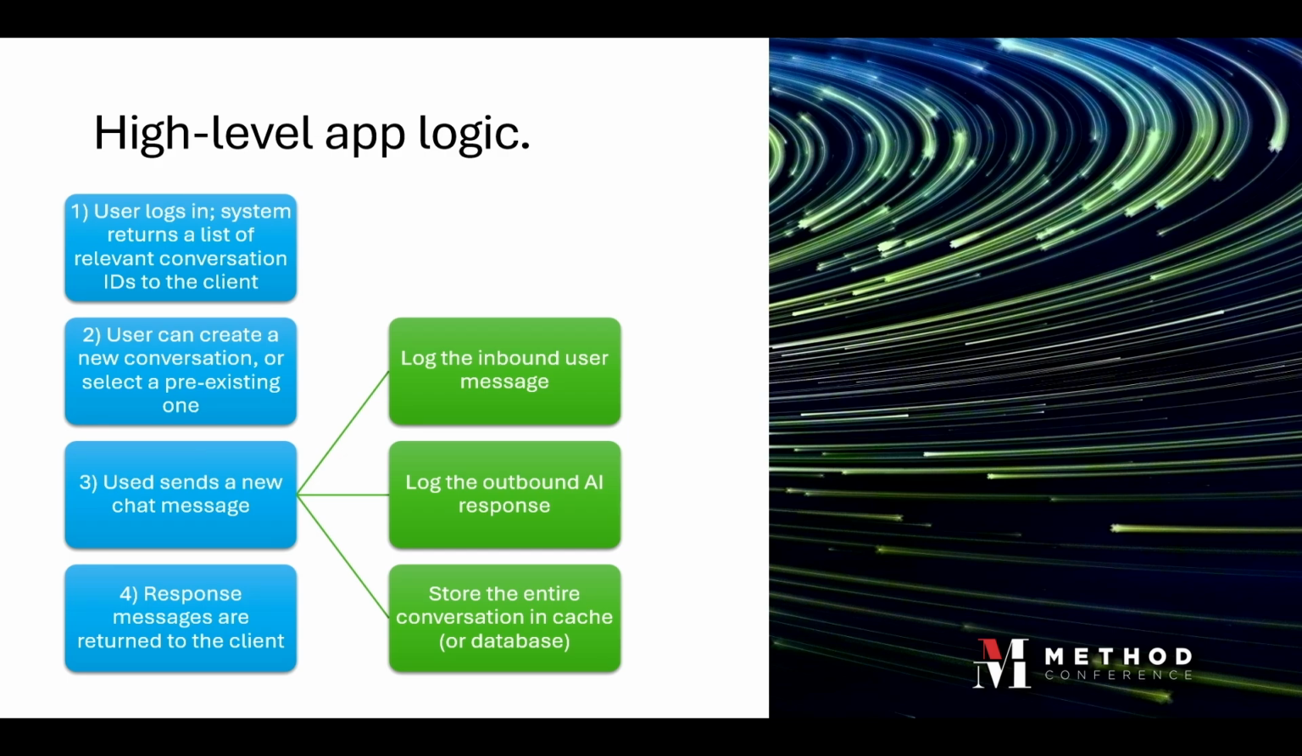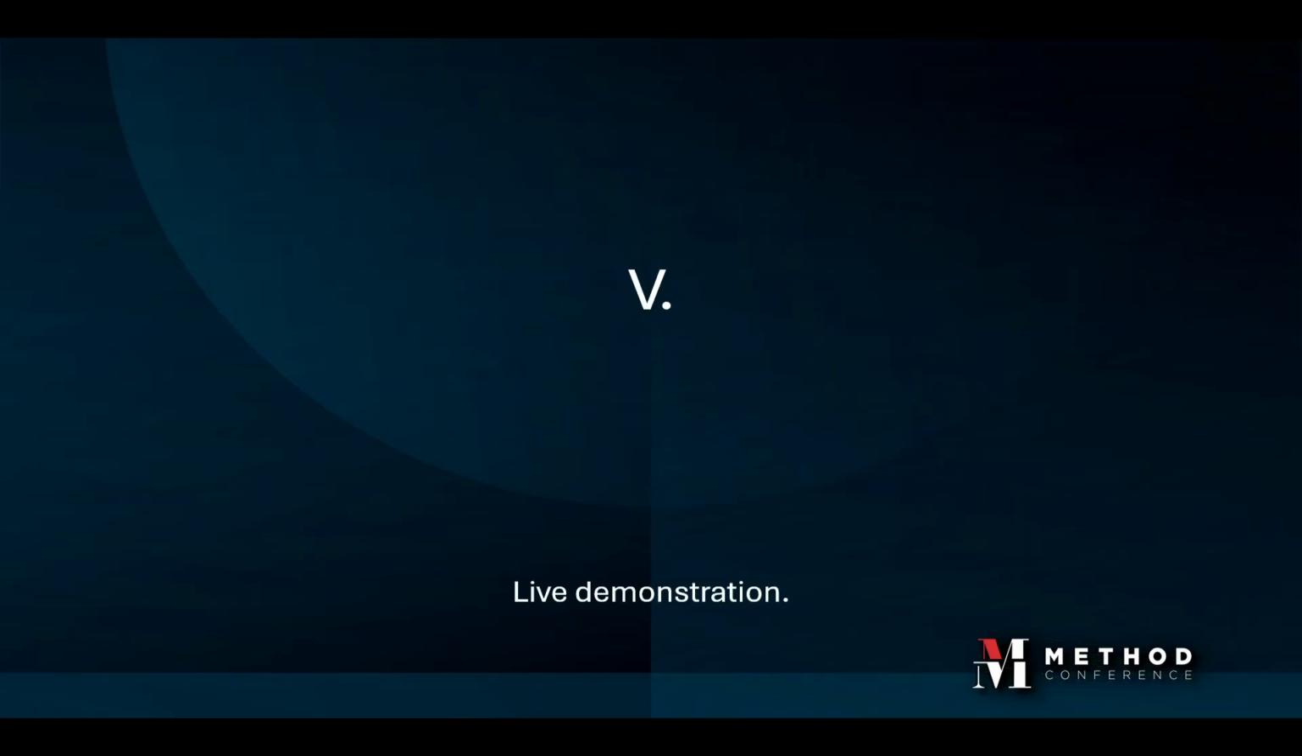The user logs in, and we return a list of conversation IDs. This is more about the chatbot. The user can create a new conversation, or they can select one that exists. You just log, and when they send a new message, you log the inbound message, log the outbound AI response, and store the conversation in the database, or just store it in Redis, or cache, whatever you'd like to do. Then response messages are returned.